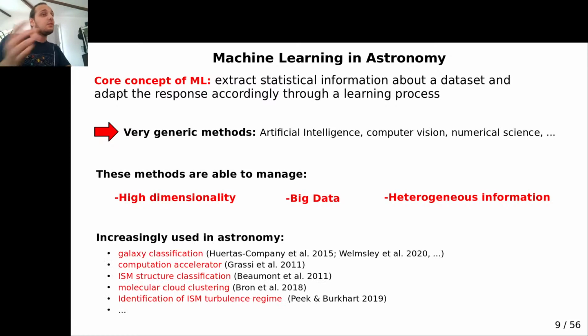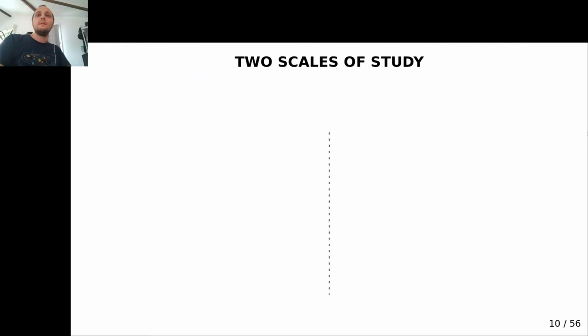So as for many other fields, machine learning has been increasingly used in astronomy. So here are a few examples. You might all have heard about galaxy classification using deep learning, for example, but it is also used at smaller scale. So for example, to identify turbulence regimes for the interstellar medium in the Milky Way.